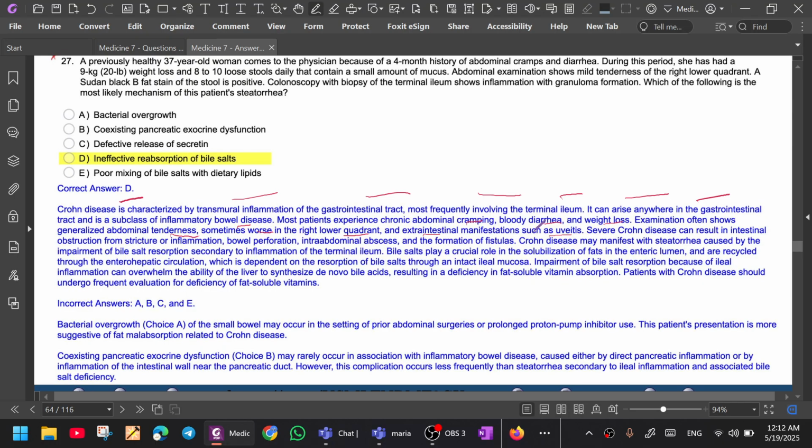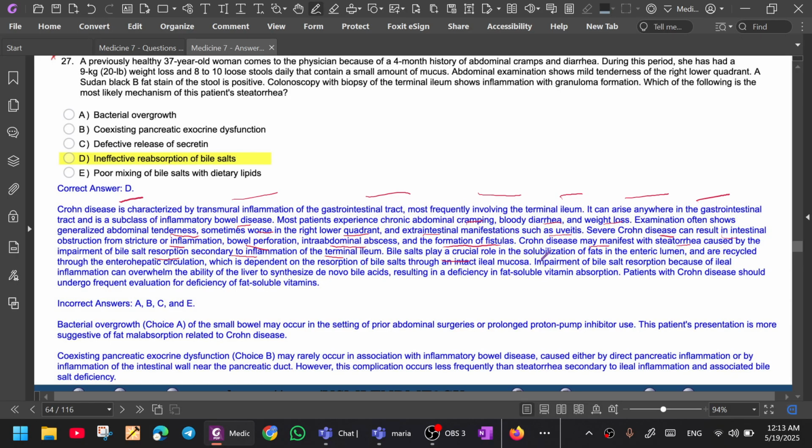Extraintestinal manifestations such as uveitis may occur. Severe Crohn's disease can result in intestinal obstruction from stricture or inflammation, bowel perforation, intraabdominal abscess, and the formation of fistula. Crohn's disease may manifest as steatorrhea caused by the impairment of bile salt resorption secondary to inflammation of the terminal ileum.